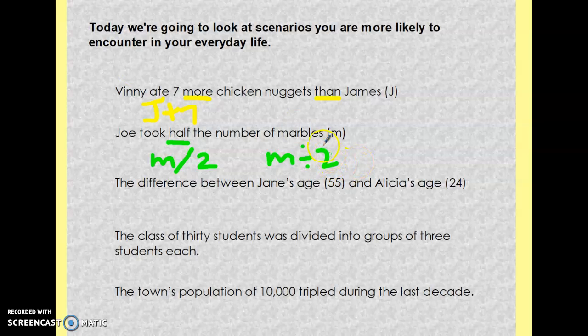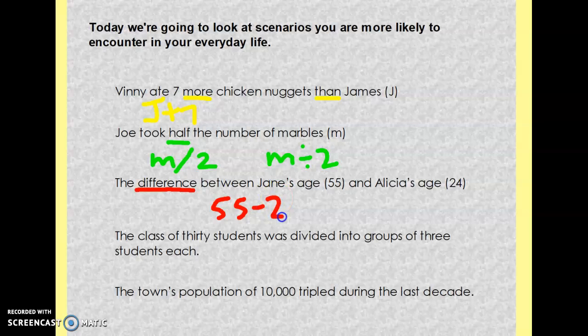You could also write it out using the division sign. Either way is fine. All right, number 3, the difference between Jane's age, which is 55, and Alicia's age, which is 24. So the difference is our keyword here. Hopefully you remember, and if not, go to your keyword chart. Difference means to subtract. What 2 things am I subtracting? Jane's age and Alicia's age. And we know both, so you can just go ahead and write down the numbers.